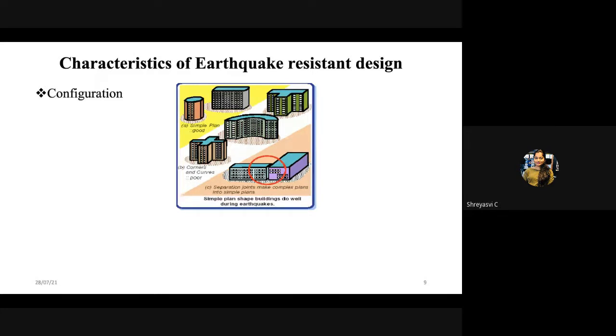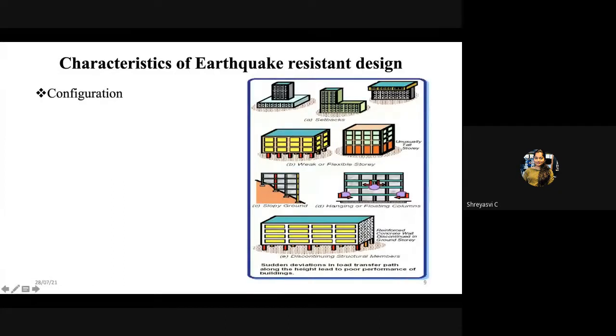Another remedy is, if you want to have a T-shaped building or an L-shaped building, it is always better to separate it at the joints and make it two separate units, so that each unit will behave independently. So this is nothing but two rectangular units just placed in that shape.